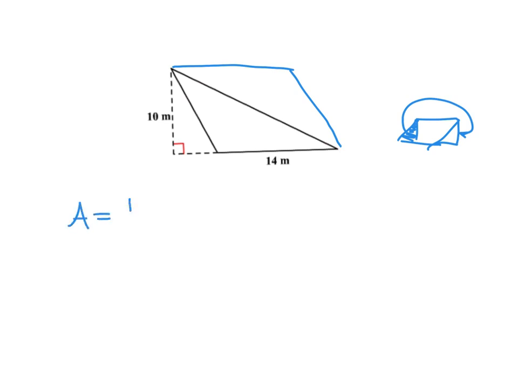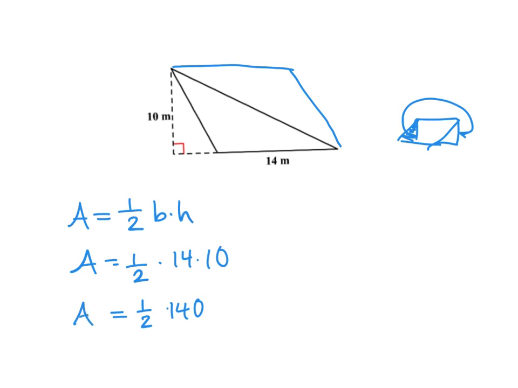So I'm going to do 1/2 base times height. Now when I do my 14 times 10, that would be kind of the rectangle, and I would want to take half of it. So my area would be 70 meters squared.